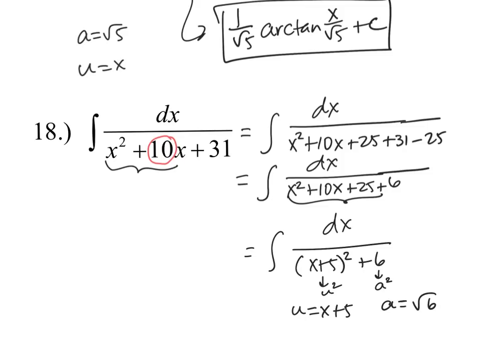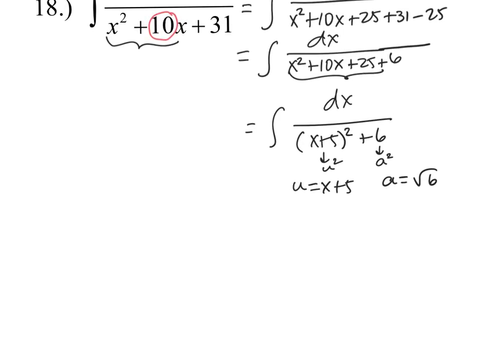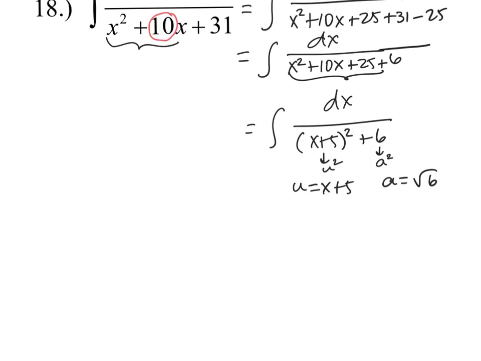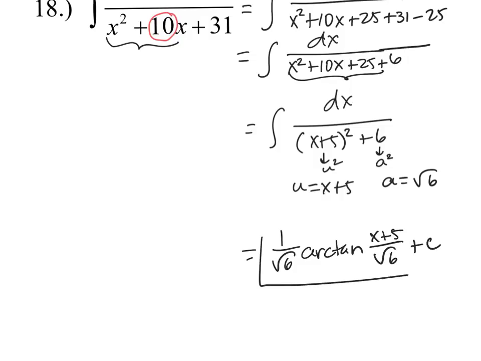Okay, so now our final answer, if we put it into the formula for integrals involving arctangent, is going to be 1 over a, so that would be 1 over the square root of 6 times arctan. You can either write arctan or you can write tangent inverse, it doesn't matter. Arctan or tangent inverse of u over a, so that would be (x plus 5) over the square root of 6, and then don't forget your plus c.